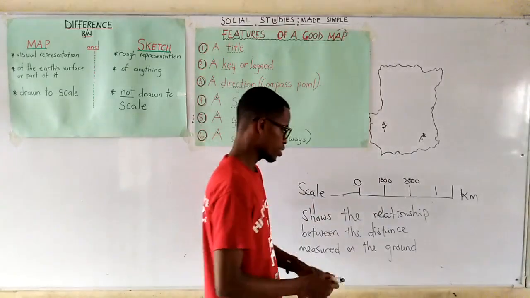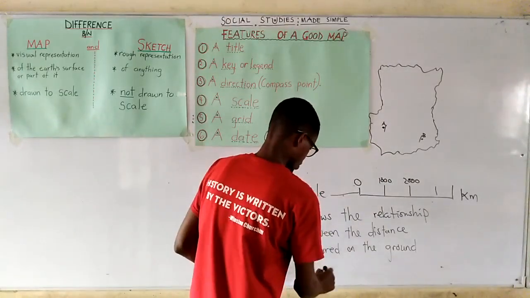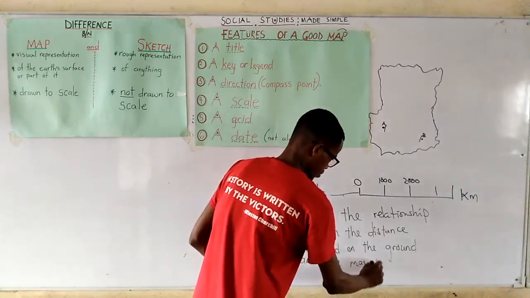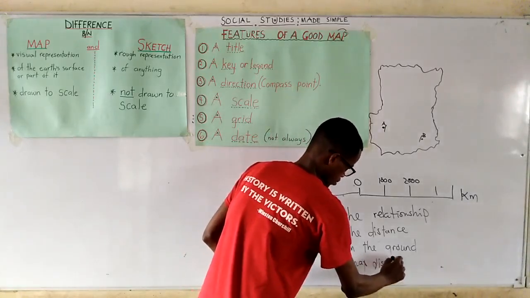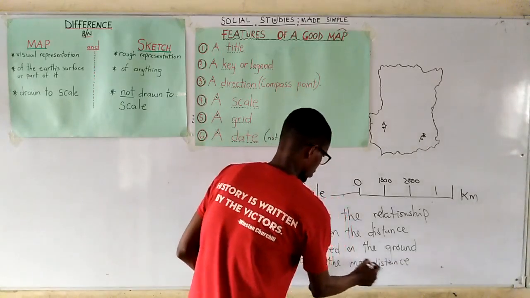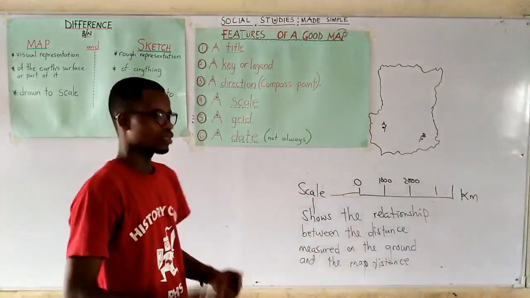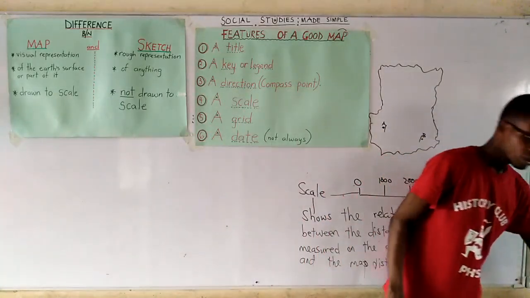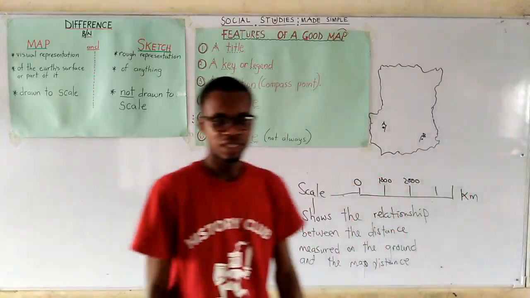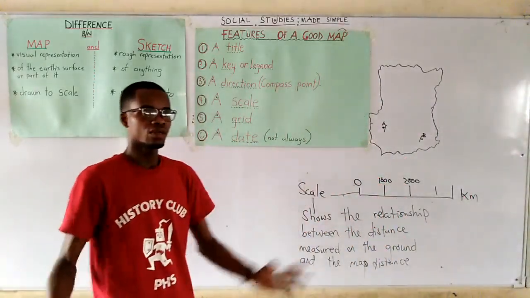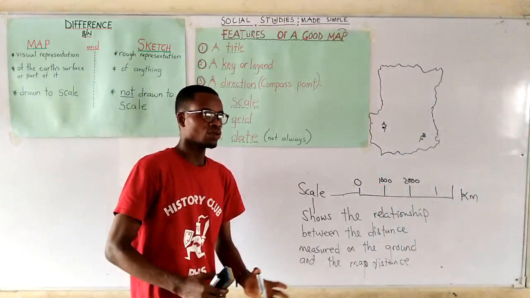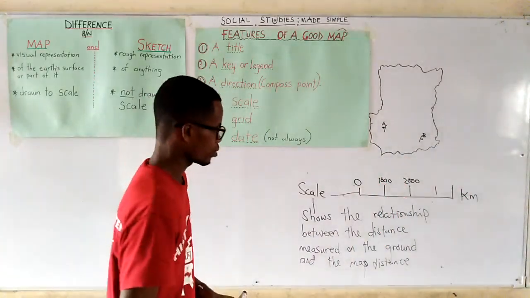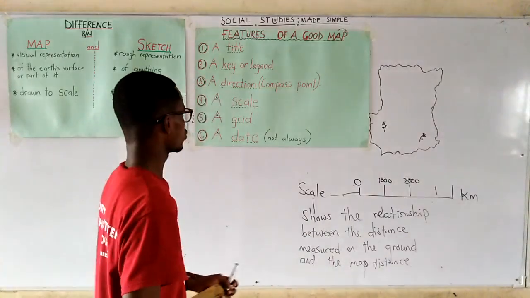So measured on the ground and the map distance, that's a scale. So the scale is very helpful. It will help us to make sure we have a smaller figure or a smaller map compared to what we have on the actual ground. Okay, so that's what the scale helps us to do.